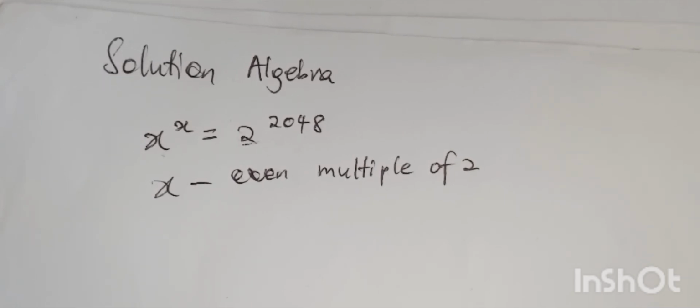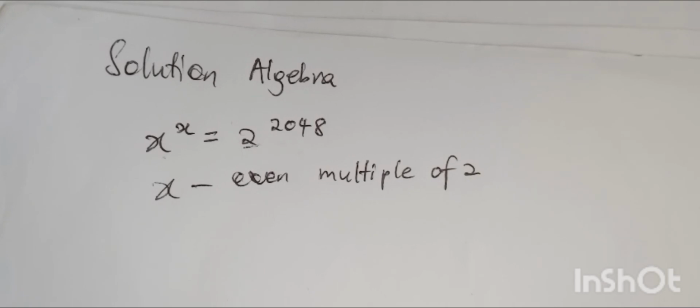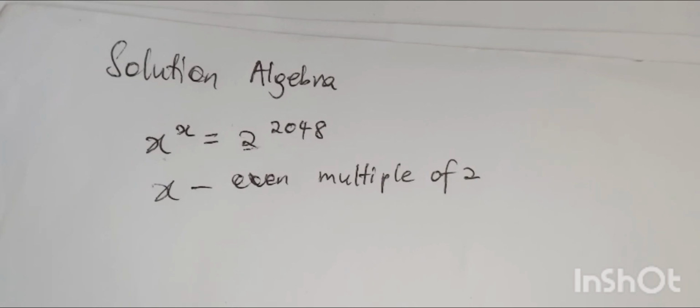We usually face such problems in our exams, and it can be confusing, right? It can be difficult for us, but what we need to ask ourselves is, what do they want? They want a number that is raised by itself, which is equal to 2 raised to 2048.